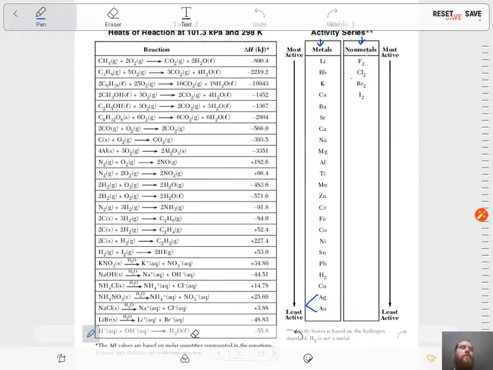All right. And then also you've got your nonmetals. Now specifically, guys, it's just the halogens you want to be on the lookout for. Just these 4 halogens will replace it. So if it's higher up on the list, it's going to be more active. It'll replace an element, and you'll see what I mean as we get into some more practice.